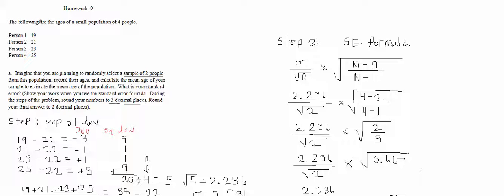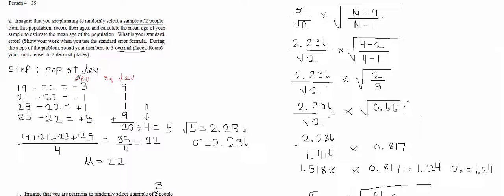The first question on your homework assignment looks like this. It says that there's a small population of 4 people who have these 4 ages, and you're imagining that you're planning to recruit a random sample of 2 people from this population. You're going to record their ages, and you're going to calculate the mean age of your sample to estimate the mean age of the population. This question is asking, what's your standard error? These are the steps that you need to go through to answer this question.